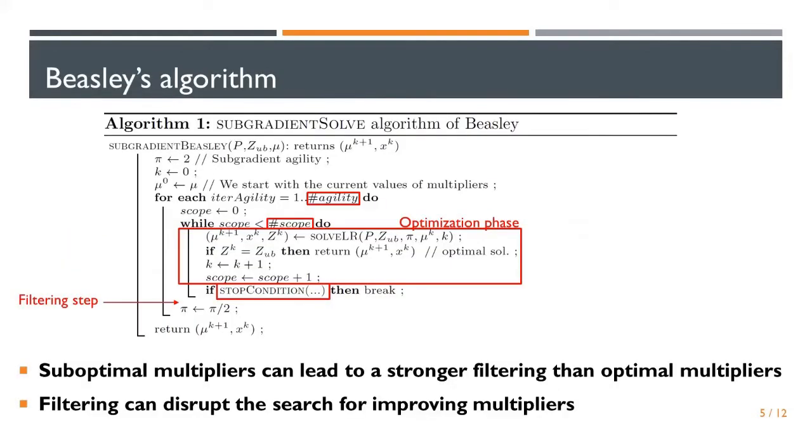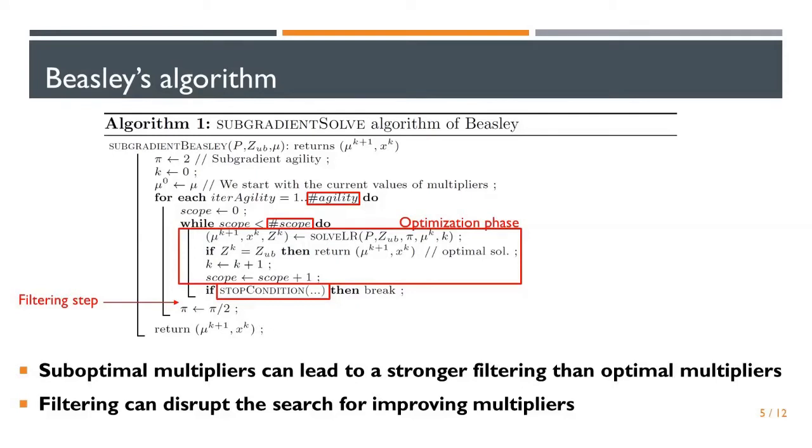Since filtering can be done with suboptimal multipliers, the subgradient algorithm is suitable. Subgradient algorithms work in steps and locally reoptimize the multipliers according to a certain precision called agility. It contains 2 nested loops. The first one is based on the number of times the agility precision is narrowed. The second one is based on the scope, that is the number of times the optimal value of the Lagrangian relaxation is computed and multipliers are updated.